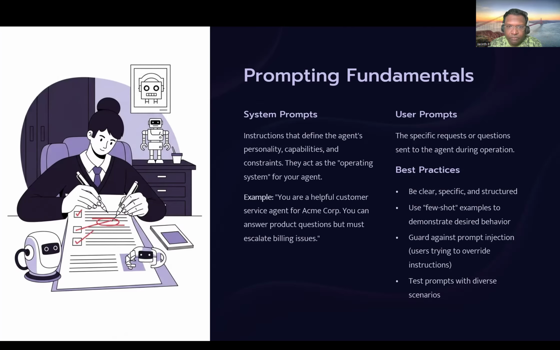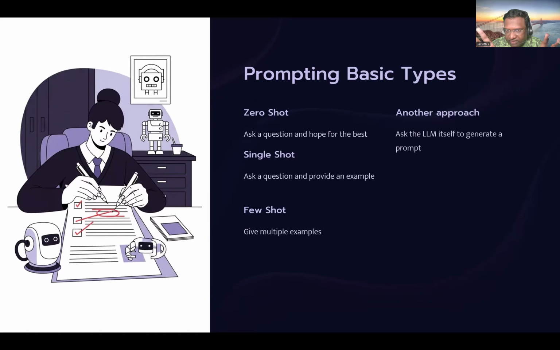And also there are a few basic types of prompting. These are three basic types: zero shot, single shot, and few shot. Zero shot, you just ask a question and hope you'll get the best answer. Single shot is you give an example: this is how I want the response to be. In few-shot prompting, you give multiple examples. One more approach is to ask the LLM itself: I want this kind of output, help me with a good prompt to give you as an input. That's another way of prompting. You just experiment with multiple different things and see what works best for you.